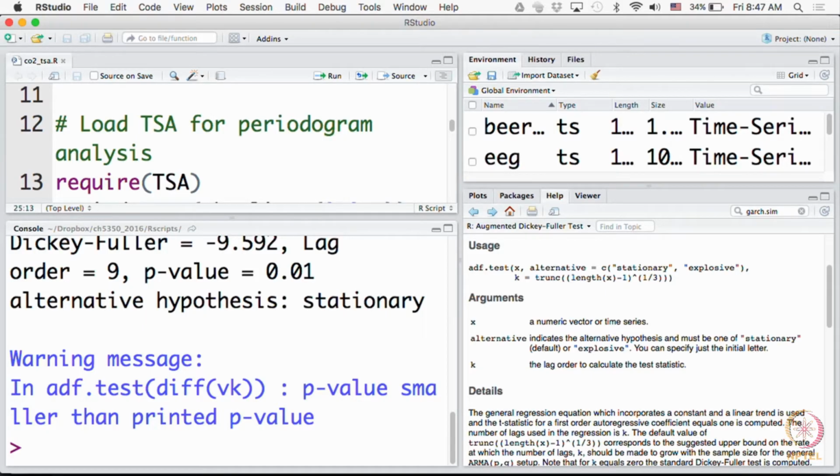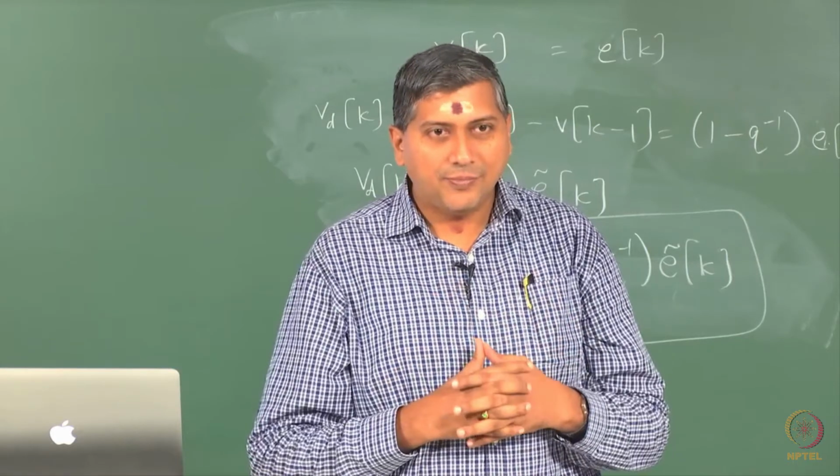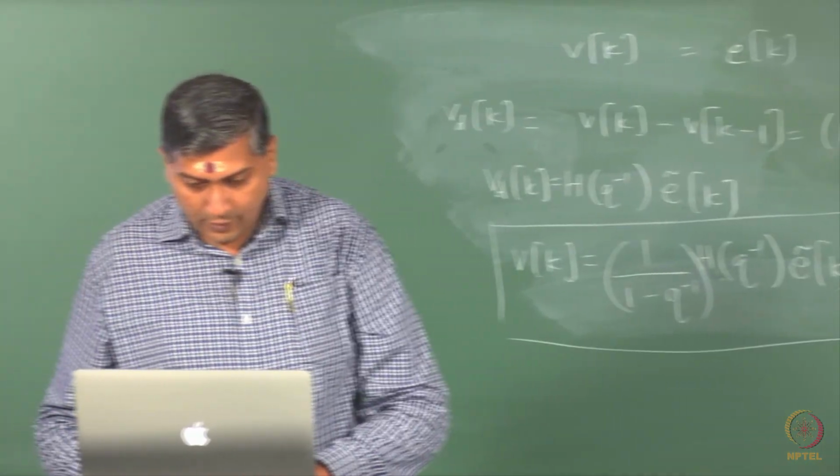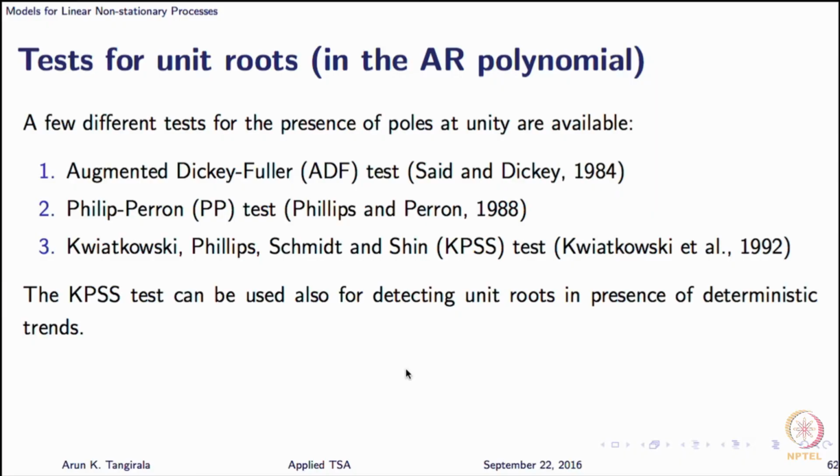Anyway, this is the way you formally use a unit root test, and the ADF test has its own demerits. As you can see chronologically, the ADF test came earlier, and then the Phillips-Perron test, and then the KPSS test. So, people have been busy doing their PhDs on these kinds of problems, and subsequently a few other tests have come about. The KPSS test can be used for detecting unit roots in the presence of deterministic trends as well.